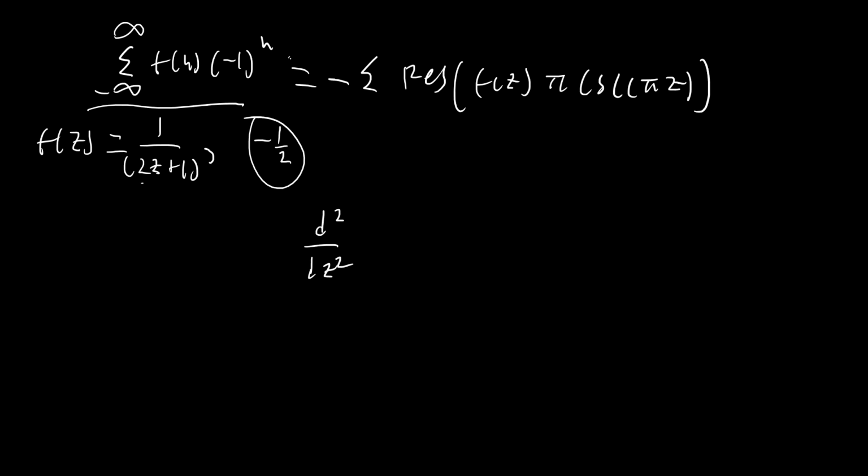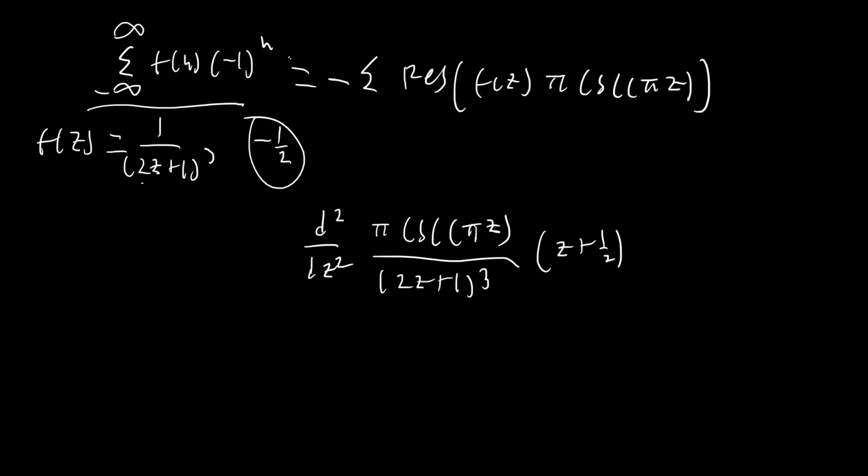of pi cosecant pi z over 2z plus 1 cubed times z plus 1/2 cubed, then taking the limit as z goes to negative 1/2. So that's a little bit crazy right here, but essentially these two are just going to cancel, and it's just going to be an 8 on the bottom. And just like with the other two methods, the entirety of this answer is just going to come from the second derivative of pi cosecant pi z.